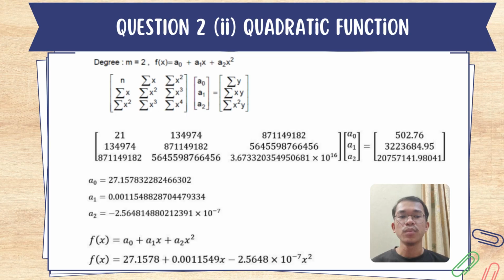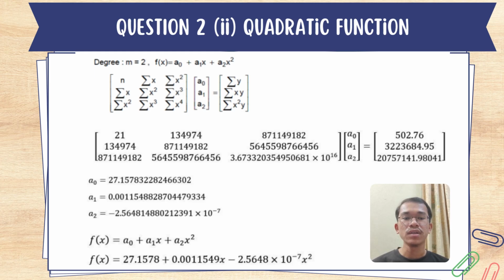First, we choose a polynomial degree of m equals 2, so the approximating function is f(x) equals a0 plus a1x plus a2x squared. Next, we construct the normal equations, which are shown at the top of the slide. By solving this system of equations, we obtain the coefficients a0 equals 27.1578, a1 equals 0.011549, a2 equals negative 2.5648 times 10 to the power of negative 7.